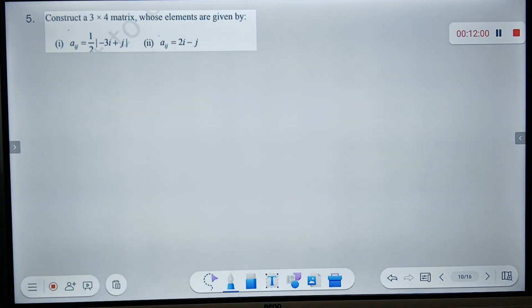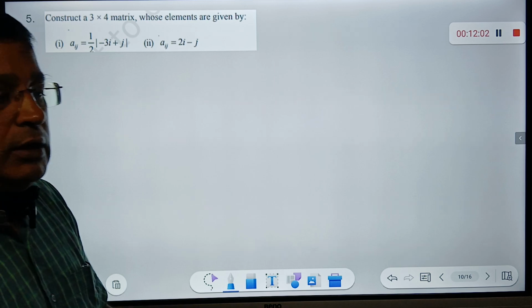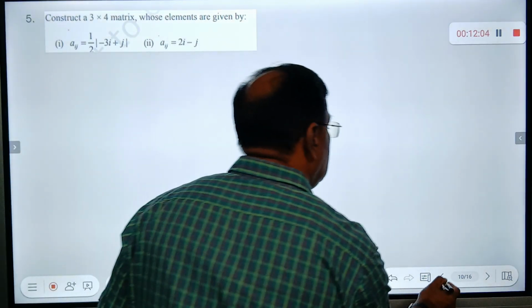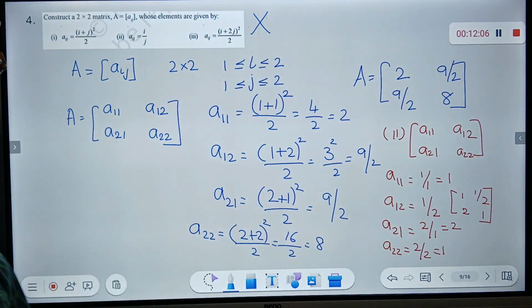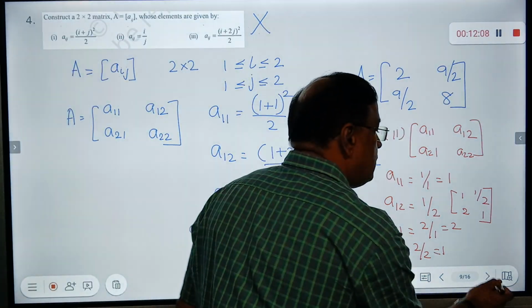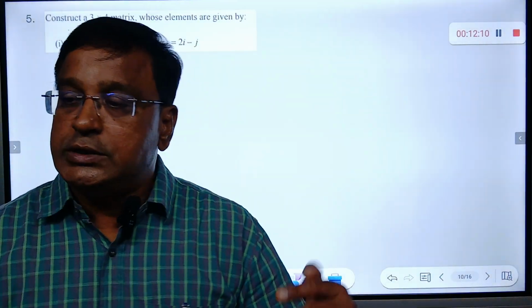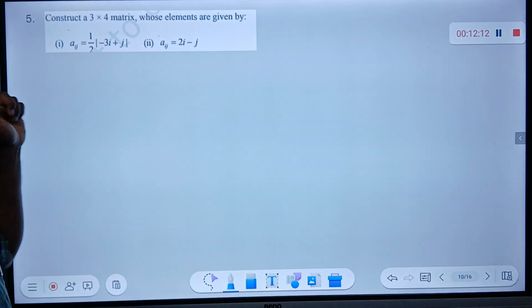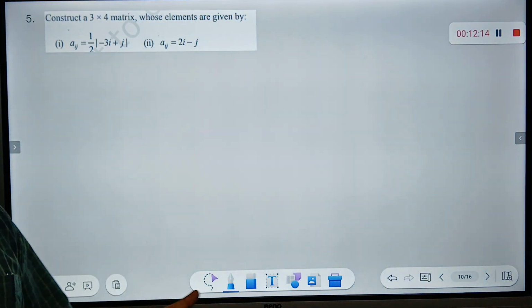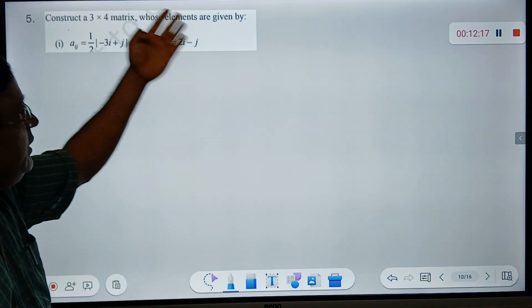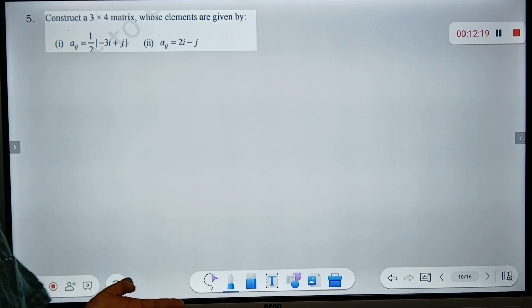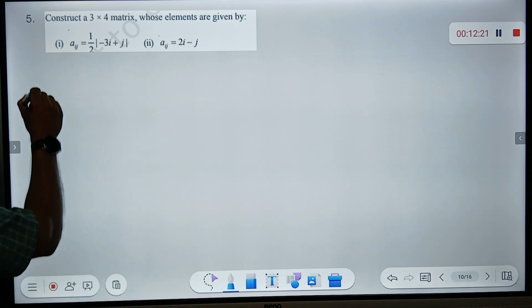Now look at question number 5. The difference between question number 4 and question number 5 is, question number 4 is of order 2 by 2. So it's a square matrix, whereas this is not a square matrix. It is a 3 by 4 matrix. It is much more tedious because we are going to talk about 12 elements. Okay. So let us try to do it.